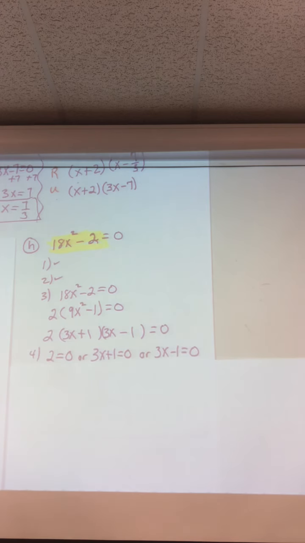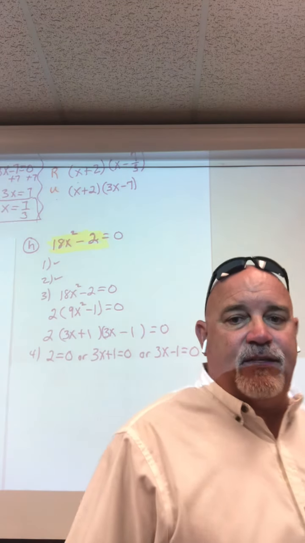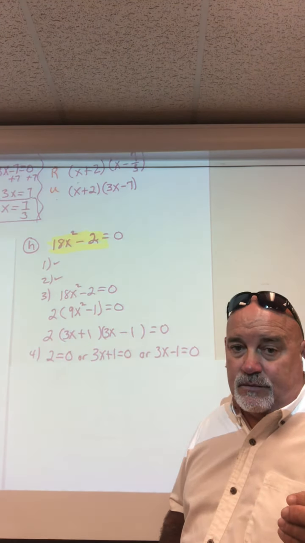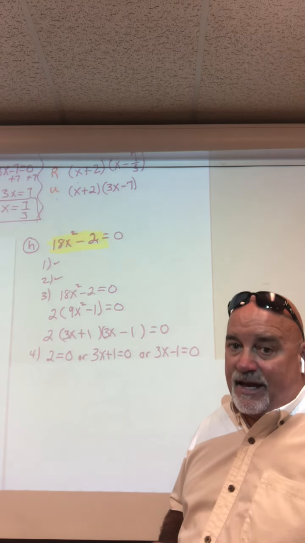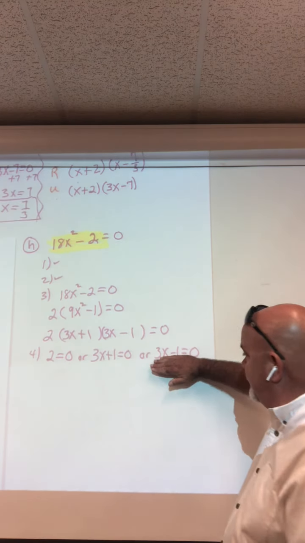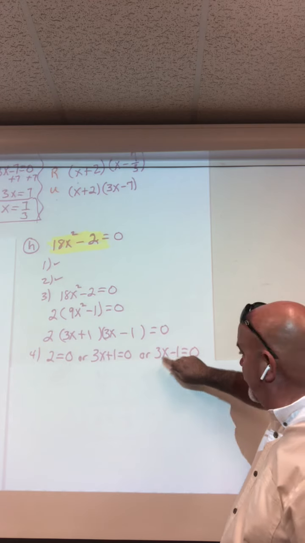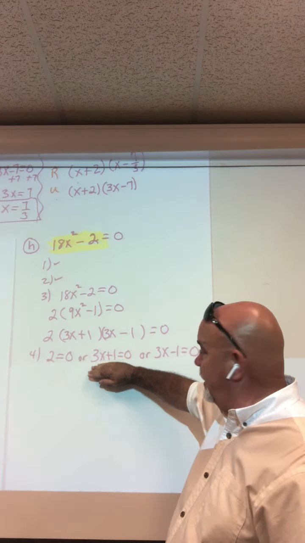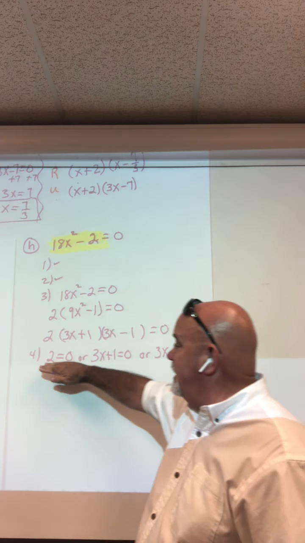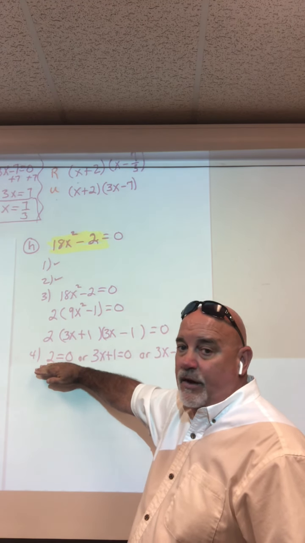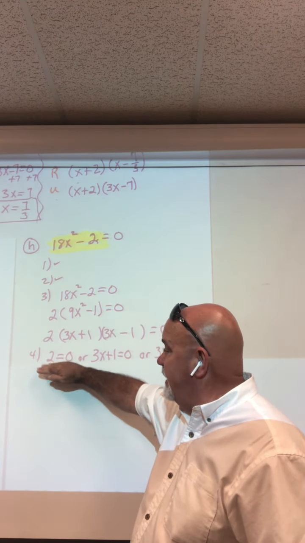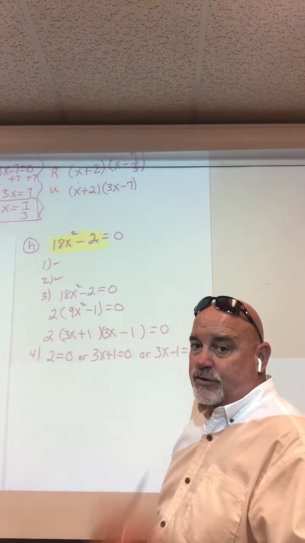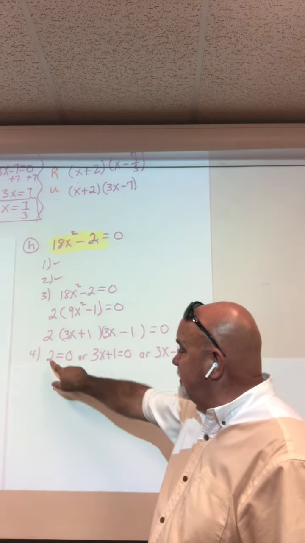Here's the difference. When you set all 3 of these equal to 0, what are we solving for? We're solving for x. Does this equation have an x in it? Sure it does, right there. Does this equation have an x in it? Sure it does, right there. Does this equation have an x in it? No. So, this part of the problem is not going to impact your 2 solutions because there's no x in it.